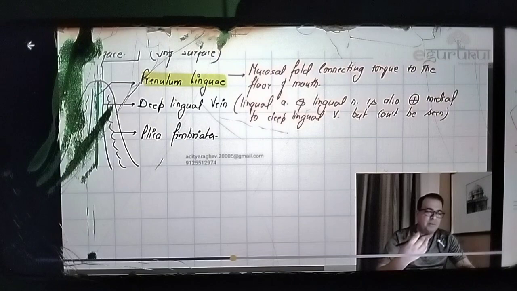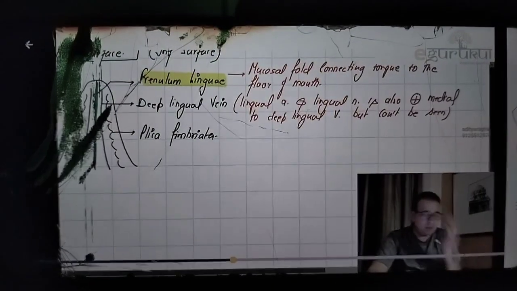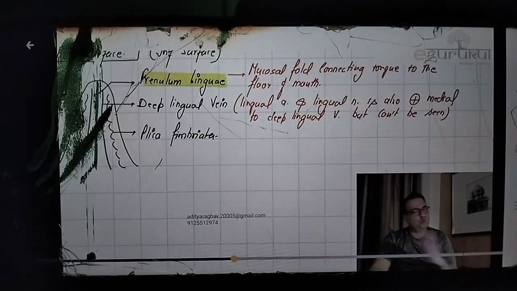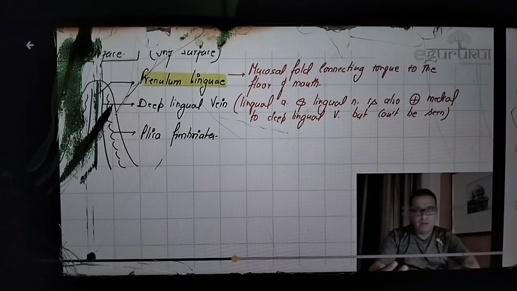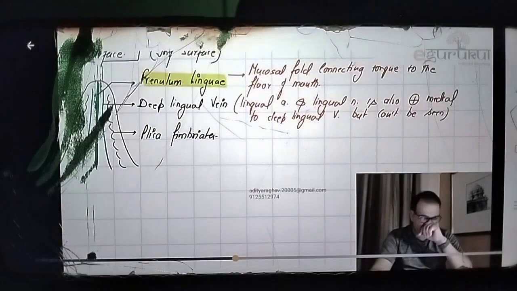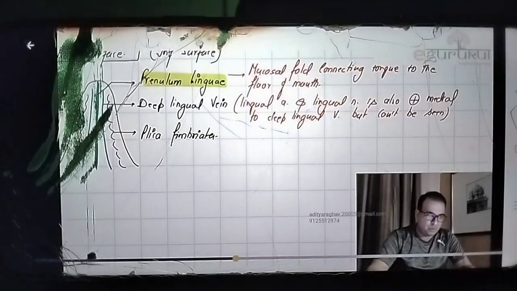Plica fimbriata is again a mucosal fold that you will see more lateral to it. So you have 3 prominences. So please do it today. Just go in front of the mirror, lift your tongue, and you should be able to see all of them very clearly. Midline, you have frenulum. On the side, you will see the bluish structure, which is the deep lingual vein. Medial to that deep lingual vein, you will have the lingual artery, which you can't see. And more laterally, we have the plica fimbriata, another mucosal fold present there.